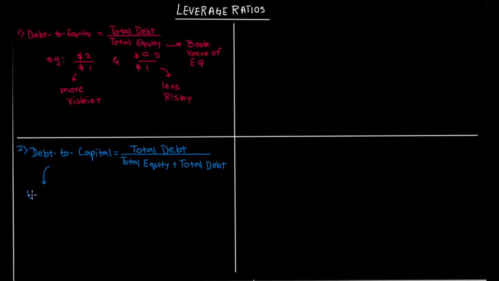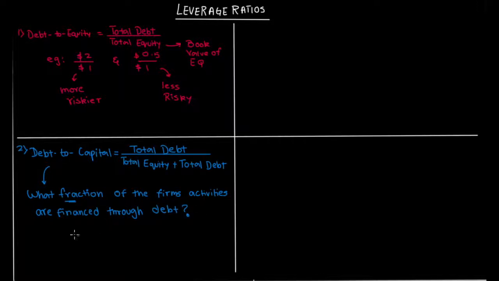So this itself, in this form, helps us to understand what fraction of the firm's activities are financed through the use of debt. So we want to see, from the total capital, what percentage of that is debt. The more debt we have, which is not good, that means the company is using more leverage.